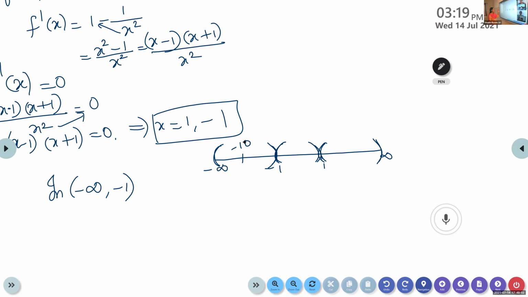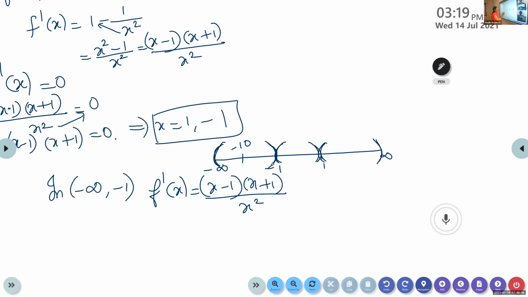After selecting this, substitute in f dash of x. What is f dash of x? In the beginning, we factorized like this: x minus 1 into x plus 1 by x square. Substitute here and you have to check whether it is positive or negative. You select one interval, and from the interval, you select a number. Then substitute that in f dash of x. We don't want the value here. We want only the sign. Is it positive or negative? That is what we want to check.